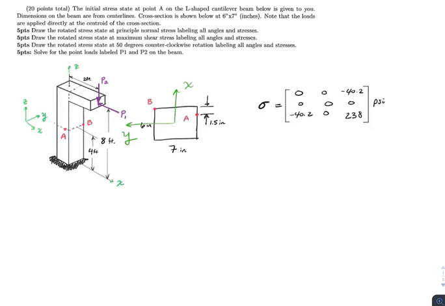In this video, we will be going over another stress transformation problem. As you can see, we are given the stress state at point A, and we're asked to find the principal normal stresses and the max shear stresses, including all of the angles and the stresses. We're also asked to find the rotated stress state when you rotate that stress block at point A 50 degrees counterclockwise, and then we're also asked to find what P1 and P2 are going to be on the beam.